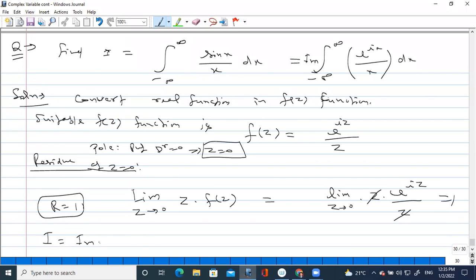So the integral will be the imaginary part of 2 pi i into the residue. That formula you can apply now. Imaginary part of 2 pi i into 1. So 2 pi i into 1, the imaginary part of that is only 2 pi. So that will be the integral.